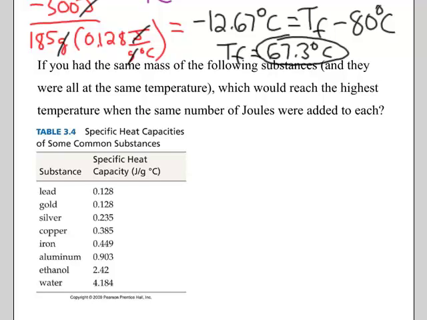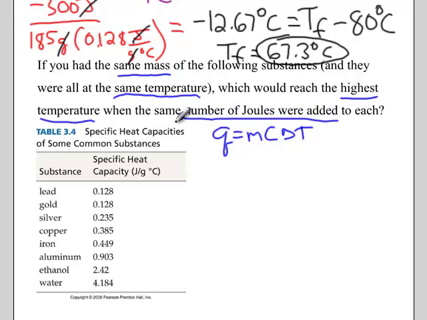Another type of problem that uses this same equation, Q equals mc times delta T, is a more qualitative type of problem. So instead of plugging in all of the numbers, in a problem like this one, we have the same mass of all these substances from this table, and they all start out at the same temperature. Which one is going to reach the highest final temperature when you add the same number of joules to each?